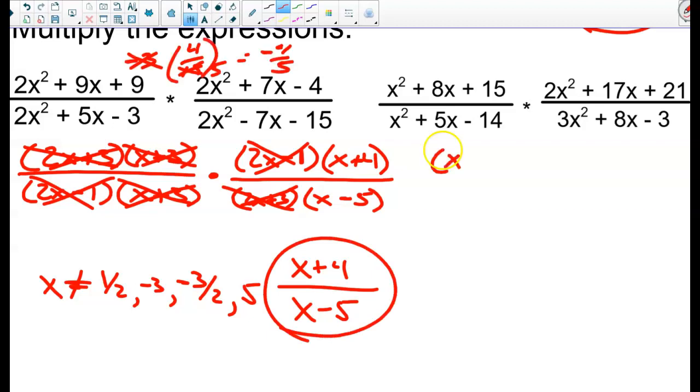The left side factoring is pretty easy. It's x plus 5 times x plus 3 over x plus 7, x minus 2.